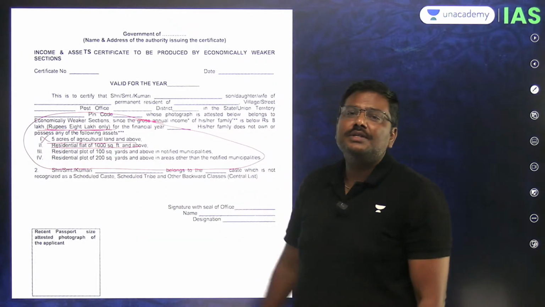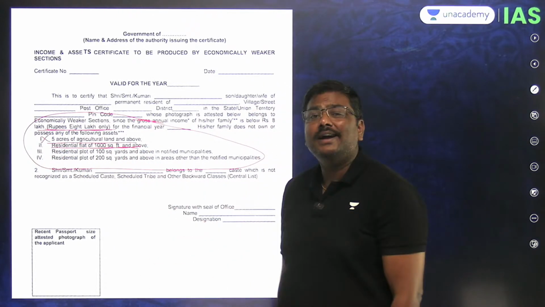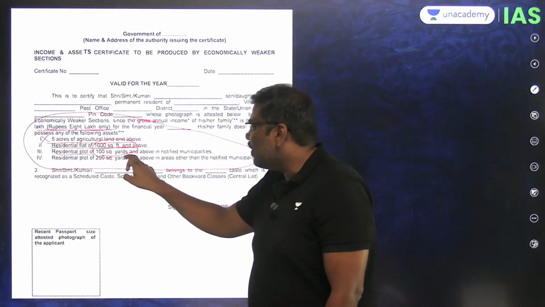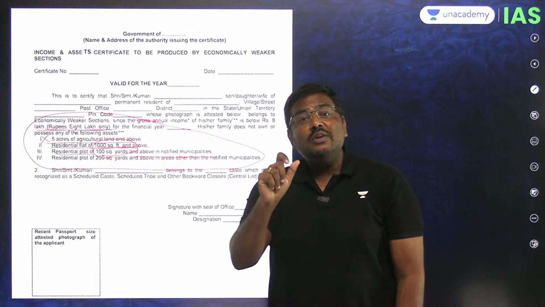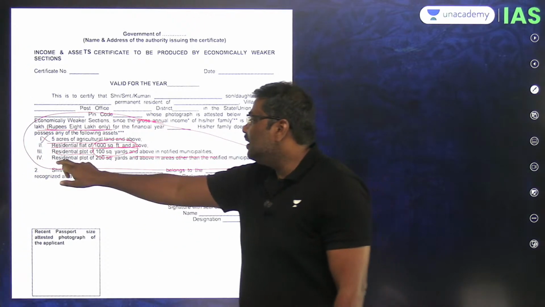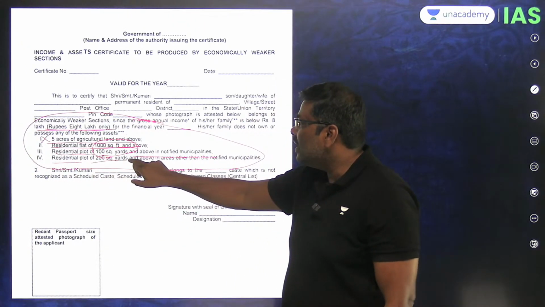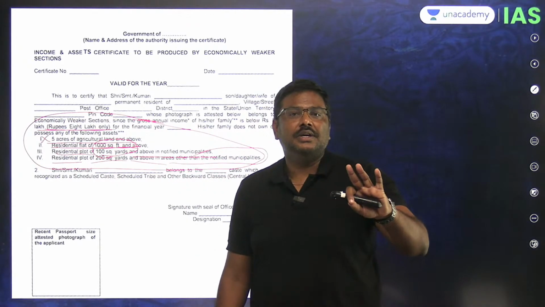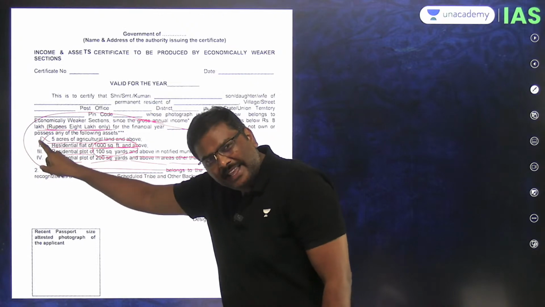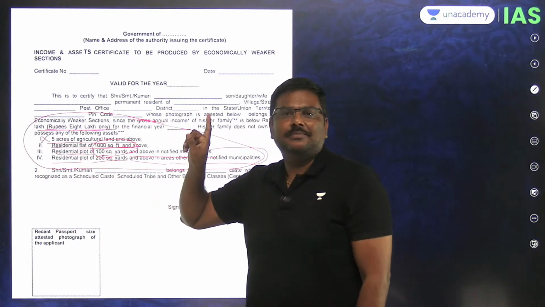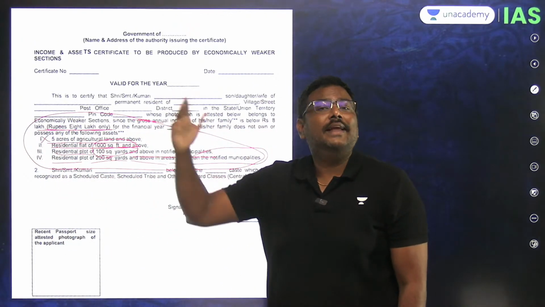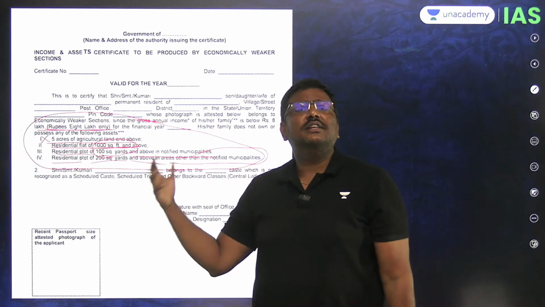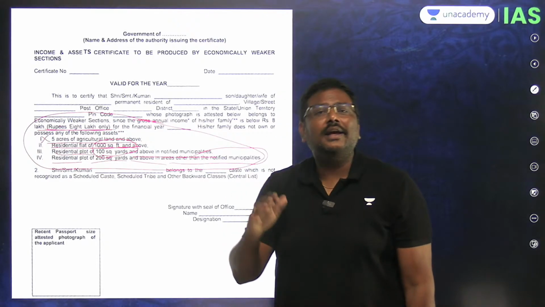Residential flat of 1,000 square feet and above, not eligible. If your residential plot is 100 square yards and above in certain notified municipalities, or 200 square yards and above in areas other than notified municipalities. If you are hitting any of these numbers, or your annual income is more than 8 lakh, not eligible. You have a house of 1200 square feet, not eligible.